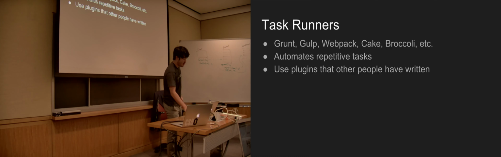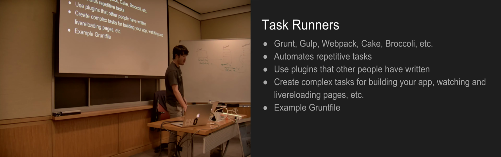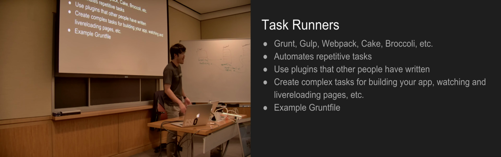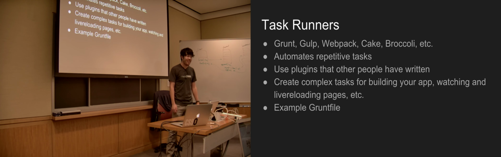Task runners. What is a task runner? Yeah, exactly. It runs tasks for us. What did we use? Grunt. Why do all these packages have such weird names? I don't know. I've never used broccoli or cake. Webpack makes sense, yeah. Gulp is cool. They have a nice logo. Grunt has a cool logo.